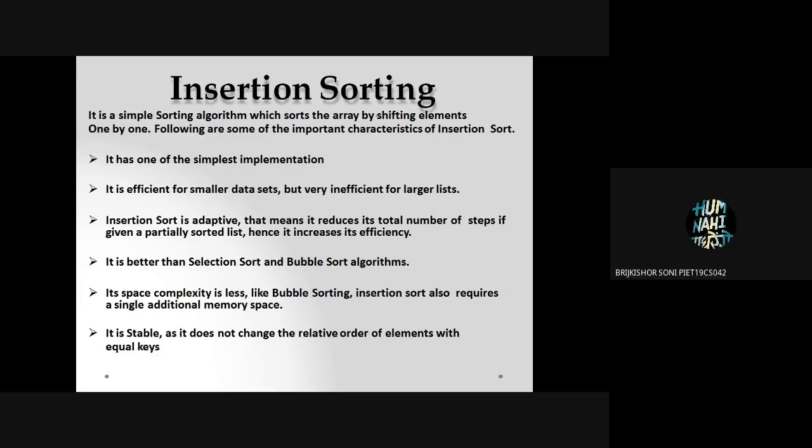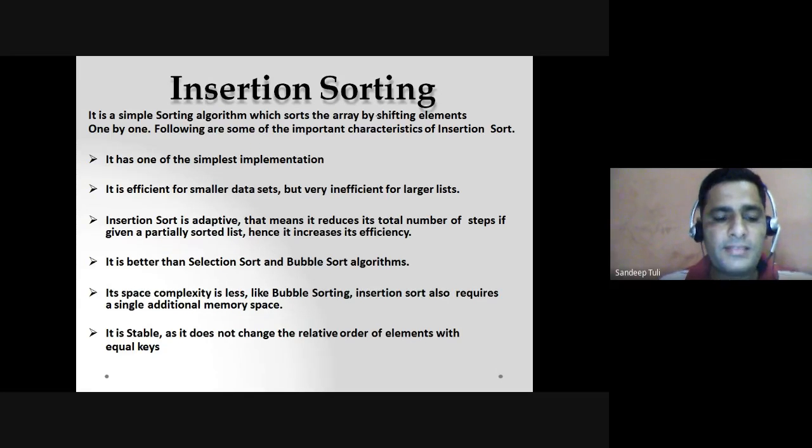Yes, sir. It is now clear. Next is its space complexity, which is also less. Like the bubble sorting algorithm, insertion sort also requires a single additional memory in order to sort the elements. Okay, so it is again a constant space required. So ये किस तरह की in place sort हुई है? You have got the thing, in place sort.